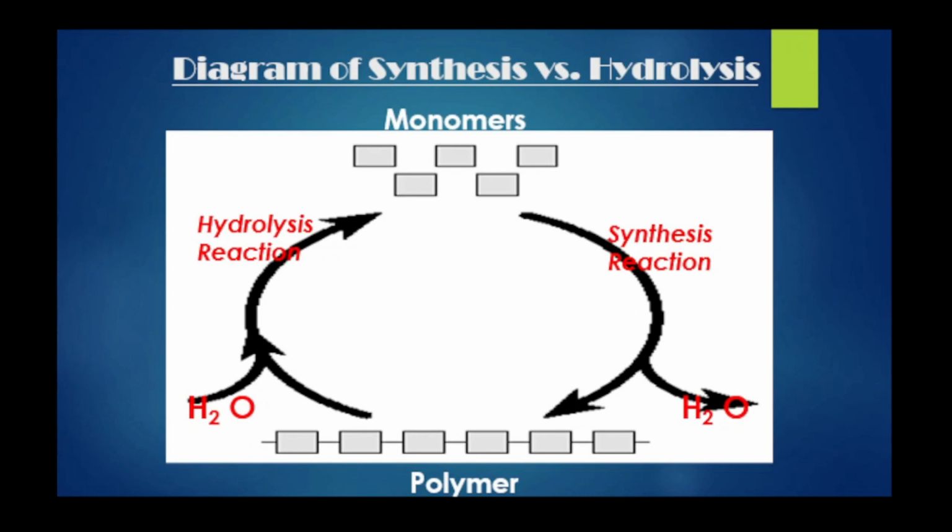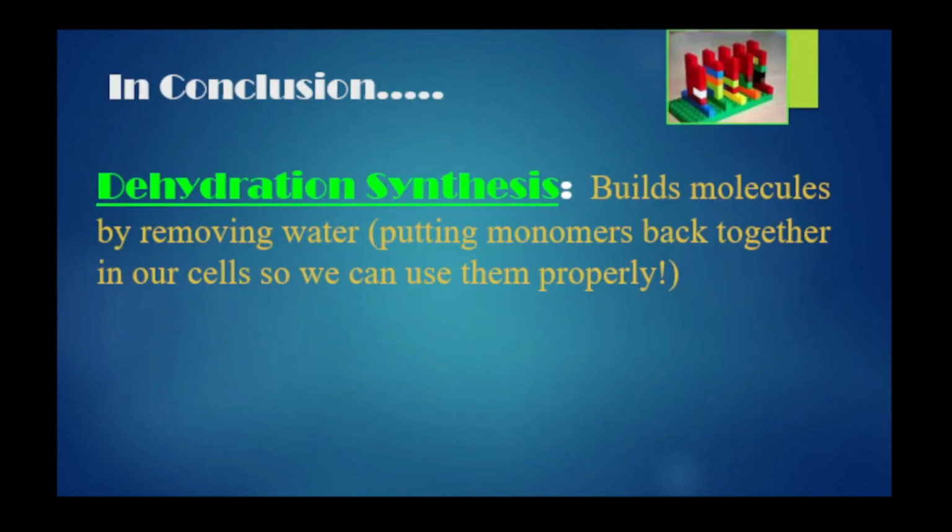So that is the diagram of dehydration synthesis and the hydrolysis reaction. So for the summary or conclusion, dehydration synthesis builds molecules by removing water. So putting monomers back together in our cells to use them properly. So that is the right word. We build polymers in order for our body to use them properly.